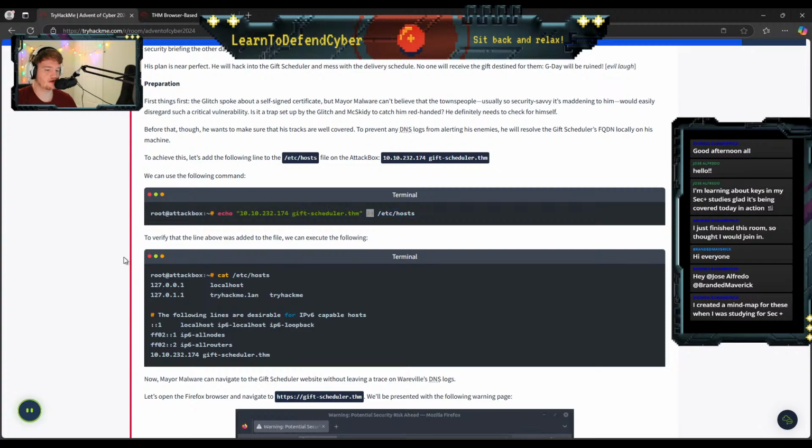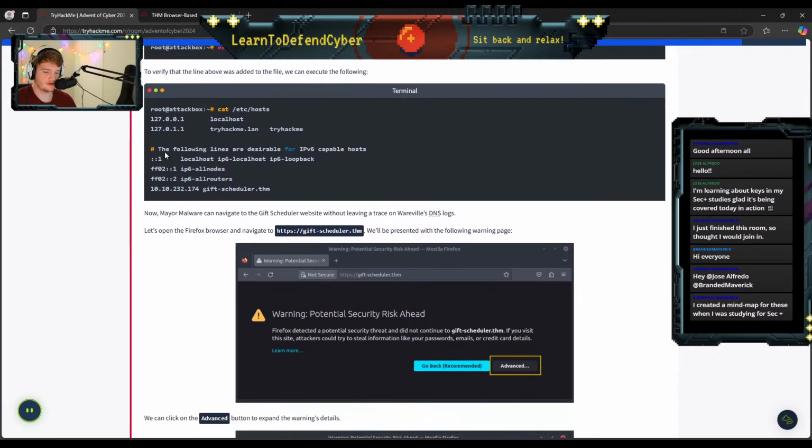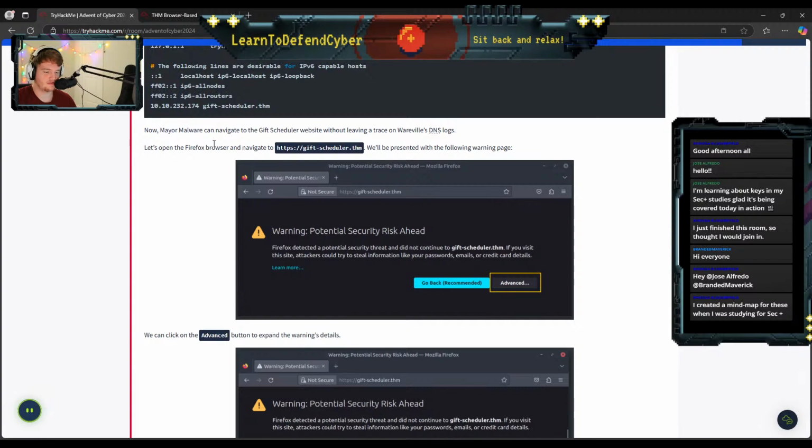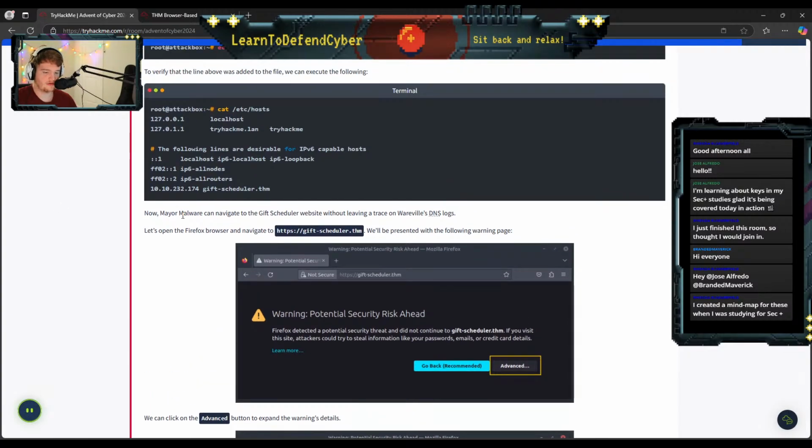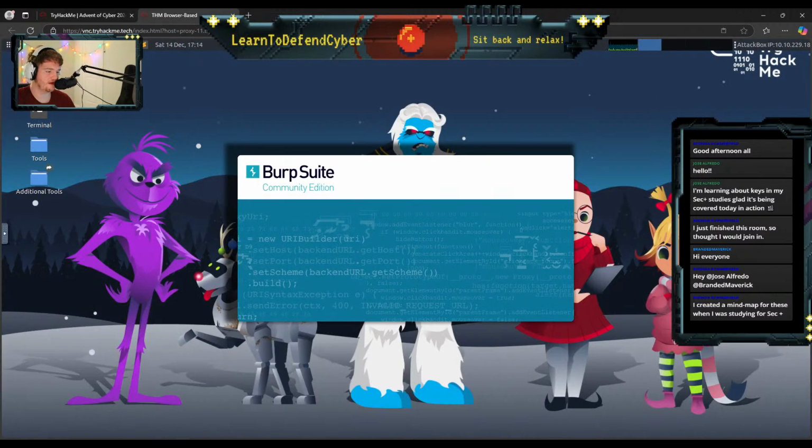And we can continue reading through. See them verifying that they got the IP address spun up there as well. So, Mirror malware can navigate to the gift scheduler website without leaving a trace on the DNS logs. Let's open Firefox and navigate to the gift scheduler THM. We'll actually just use the built-in Burp browser. Unless, well, you know what, we'll do what they say and do Firefox.